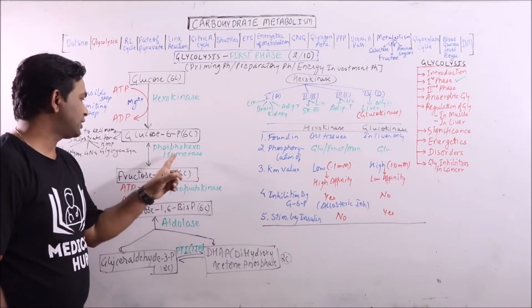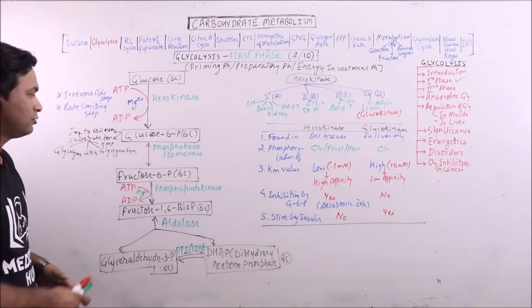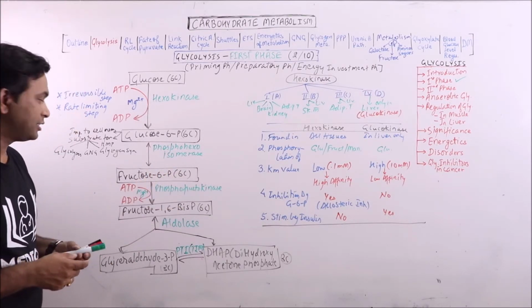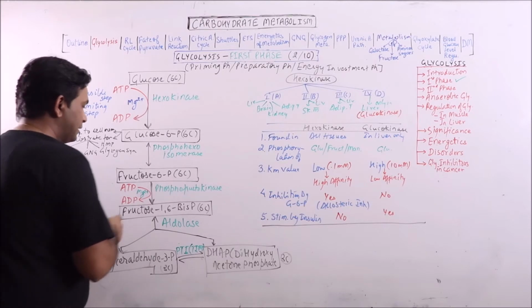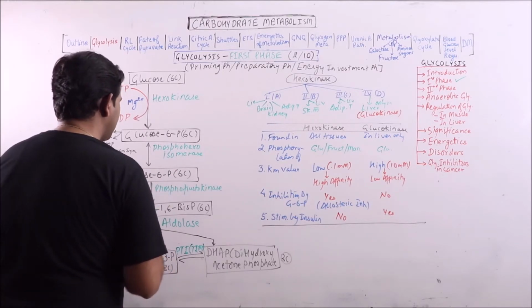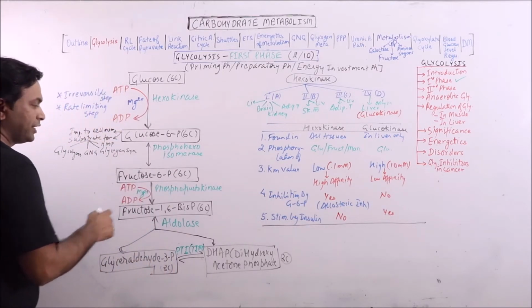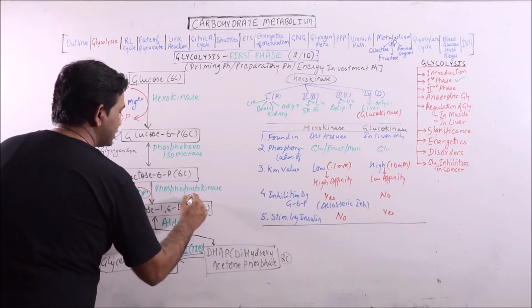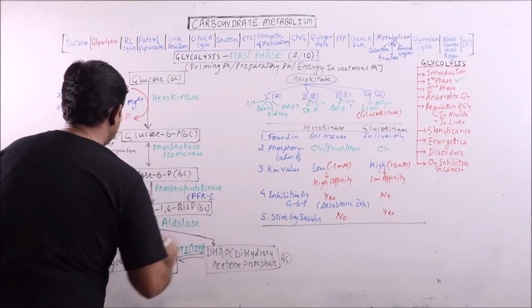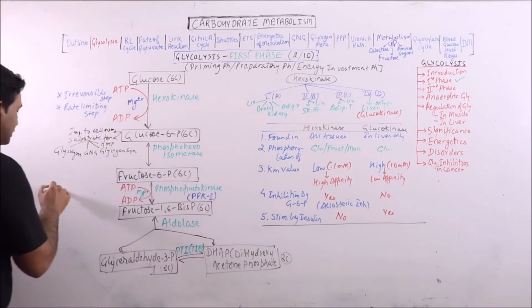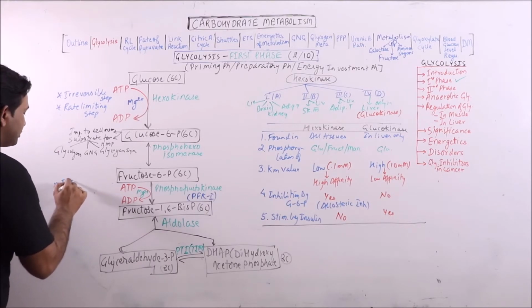Then by phosphoisomerase, fructose 6-phosphate is formed. This is isomerization. Then next step, fructose 6-phosphate to fructose 1,6-bisphosphate by phosphofructokinase. It is basically PFK1. This step is also irreversible.